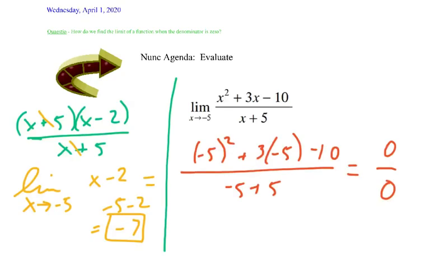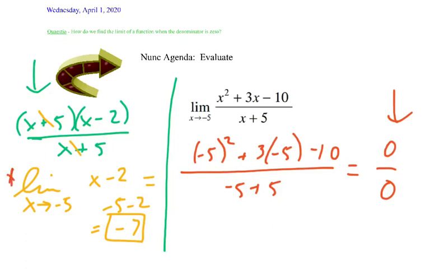Okay, did you guys all get -7 like I did? Hopefully, fingers crossed. When we plug in originally, we get that 0 over 0 right here. And as we've done when we get 0 over 0, we factor all components. I could only really factor the numerator. The denominator stayed as x plus 5. I saw that I had a common factor of x plus 5 in both the numerator and the denominator. So I'm able to cancel that factor out, and I'm just left with x minus 2.